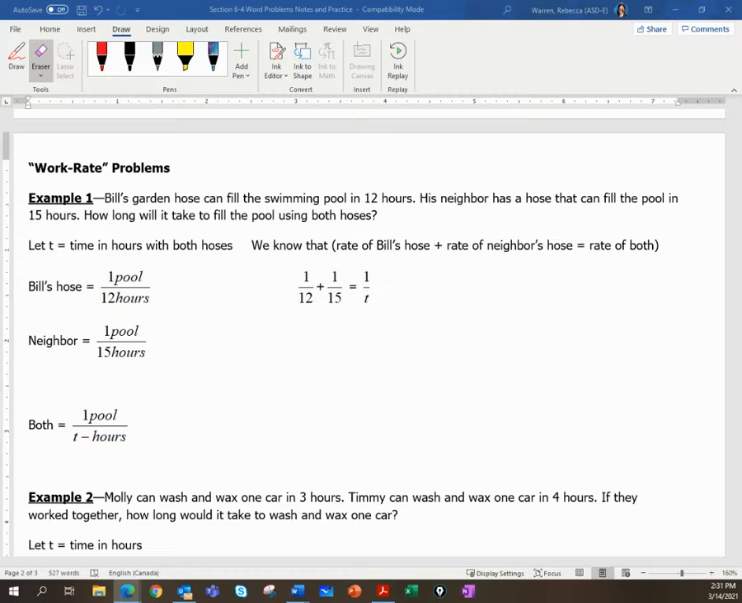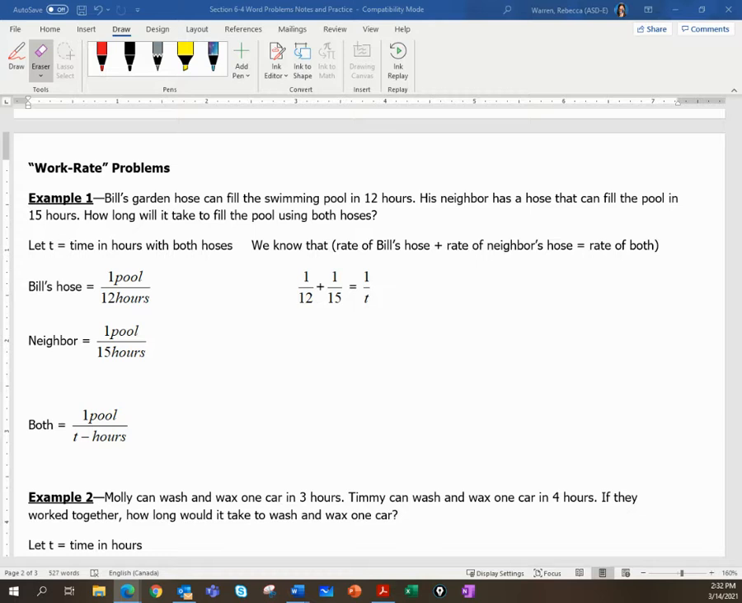The first thing it says is let T equal the time in hours for both hoses, because that is our unknown. We know how long it takes with each of the hoses individually. We don't know how long it will take using both hoses. So that's our unknown. Then for Bill's hose, it is one pool every 12 hours. That's a rate. So we write that as 1/12.